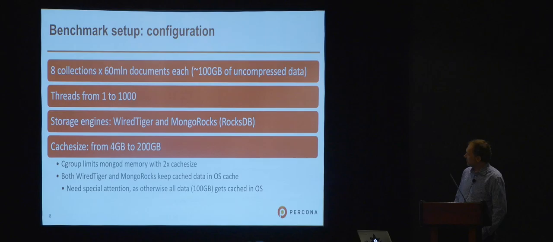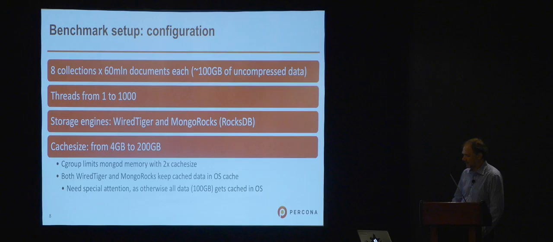So you see, at one extreme we will have a very small cache size, where all operations will use some kind of I/O, or we will use a very big cache size where all data will fit into memory. What's important to keep in mind in this case is that both WiredTiger and RocksDB use the operating system cache. So to really limit memory usage, you need some kind of additional restriction. And I use cgroups from Linux to limit memory usage for each engine.